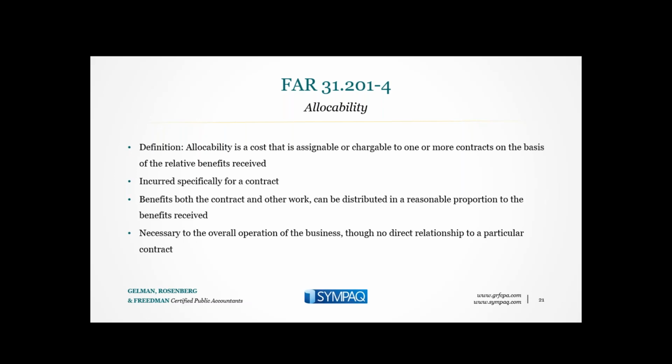Or it's necessary for the overall operation of the business, though no direct relationship to a particular contract is observed. This is G&A cost, and it's allocated over some measure of business activity. And that measure is typically total cost input, but may also be value added or some single element that represents the nature of the business activity. For example, direct labor.